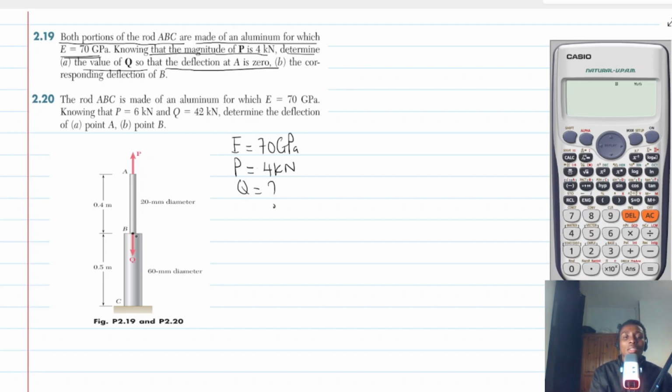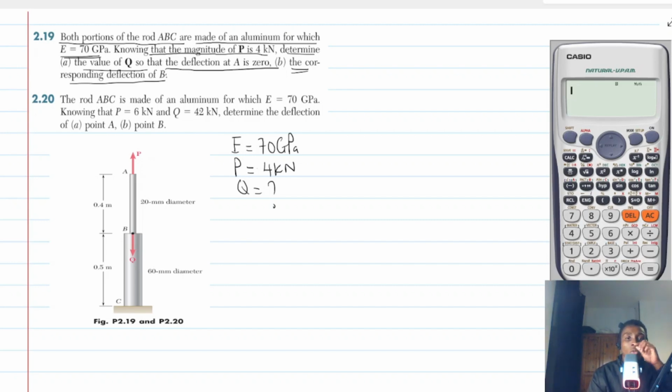So in other words, what is the value of Q here so that the total deflection at A is 0? That is the question. And then the corresponding deflection at B. All right. So what we are trying to say is that there is going to be deflection at A, and then there is also going to be deflection at B. But then the question is saying that we should find the value of Q so that the deflection at A will be 0. Okay. And then find the corresponding deflection at B. So how can I solve this problem?